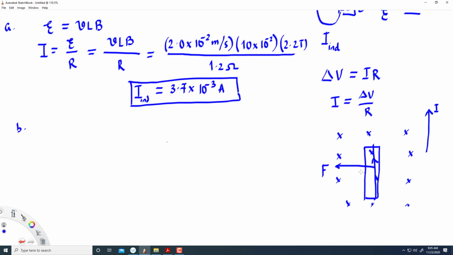If you want to move this conductor at a constant speed, then you will need to exert the same amount of force as this force, because this acts as a resistance. It will tend to slow down this metal bar. So to keep this moving at constant speed, you need the same amount of force on this side, and we want to find that force. What is that force that will keep the metal bar in constant motion?